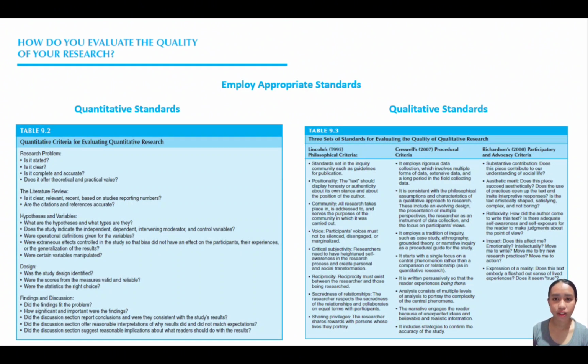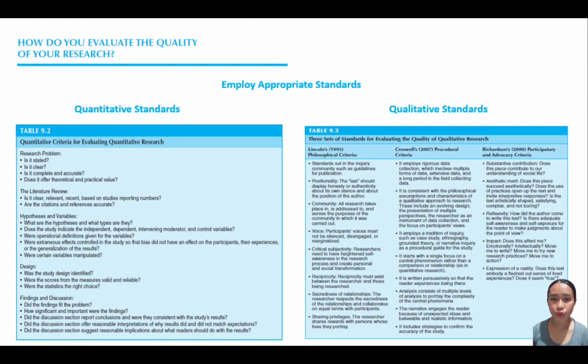Next one is let's explore Creswell's procedural criteria. So, to sum up Creswell's procedural criteria, qualitative research is about collecting lots of different information from people over time. It's like telling a story where you listen to what everyone has to say and try to understand their point of view.